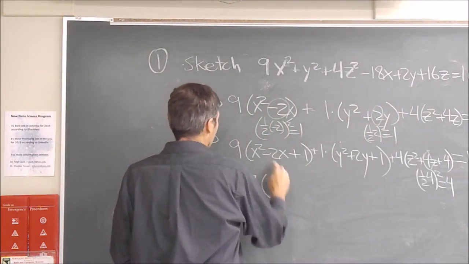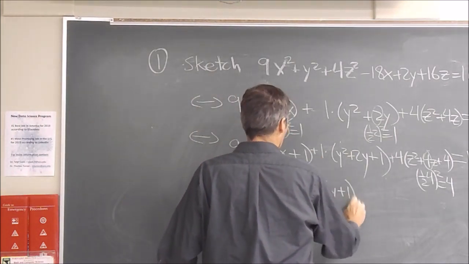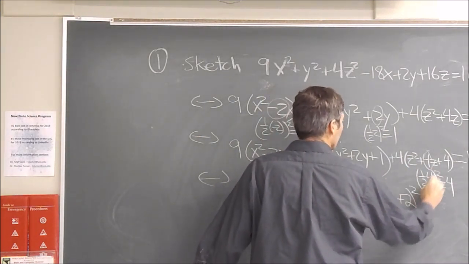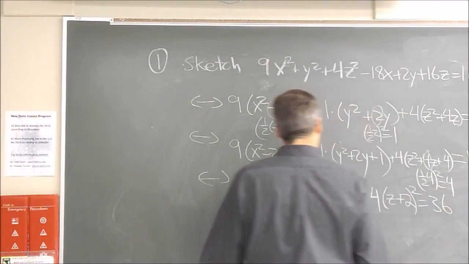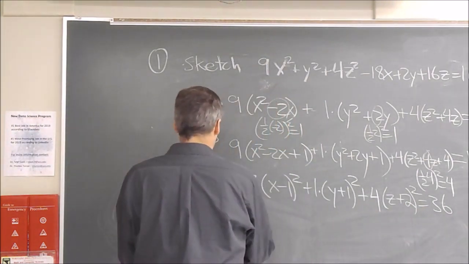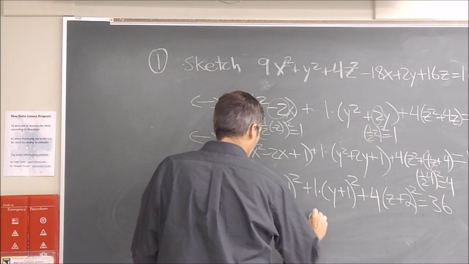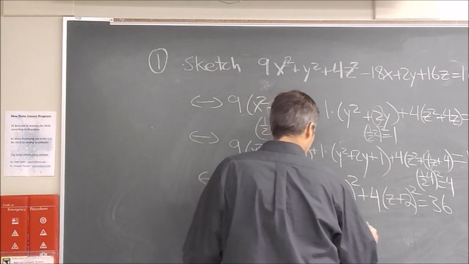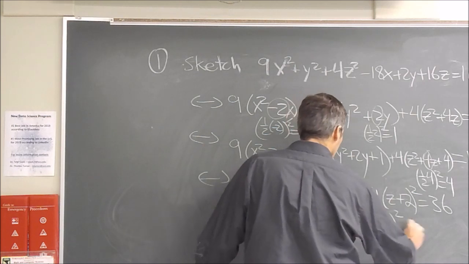Now I have 9 times (x minus 1) squared, plus 1 times (y plus 1) squared, plus 4 times (z plus 2) squared, equals 36. What does that look like? Well, if you divide by 36 to make 1 on the right, you can write this as (x minus 1) squared over 4 plus (y plus 1) squared over 36 plus (z plus 2) squared over 9 equals 1.